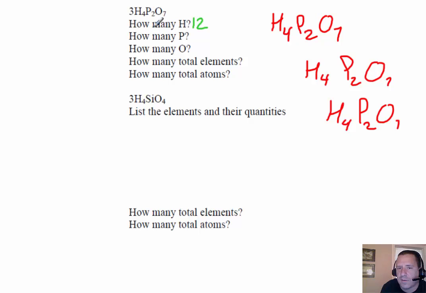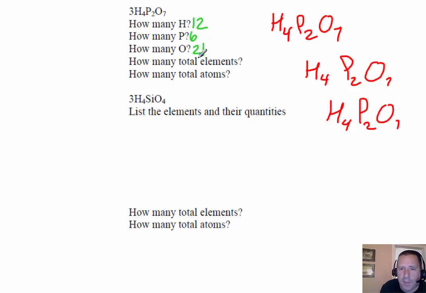The phosphorus, is there a subscript? Yes, there's a 2. Is there a coefficient? Yes, there's a 3. 2 times 3 is 6. The oxygen, is there a subscript? Yes, there's a 7. Is there a coefficient? Yes, there's a 3. 7 times 3 is 21.